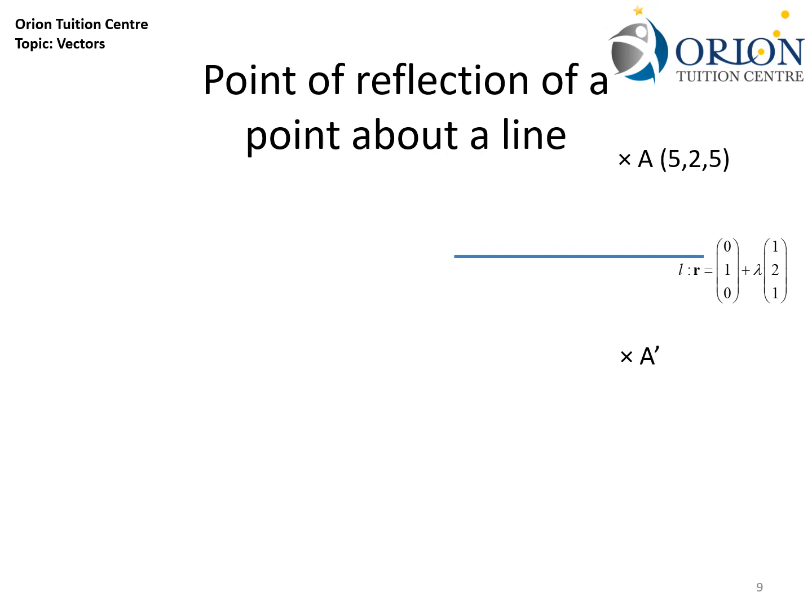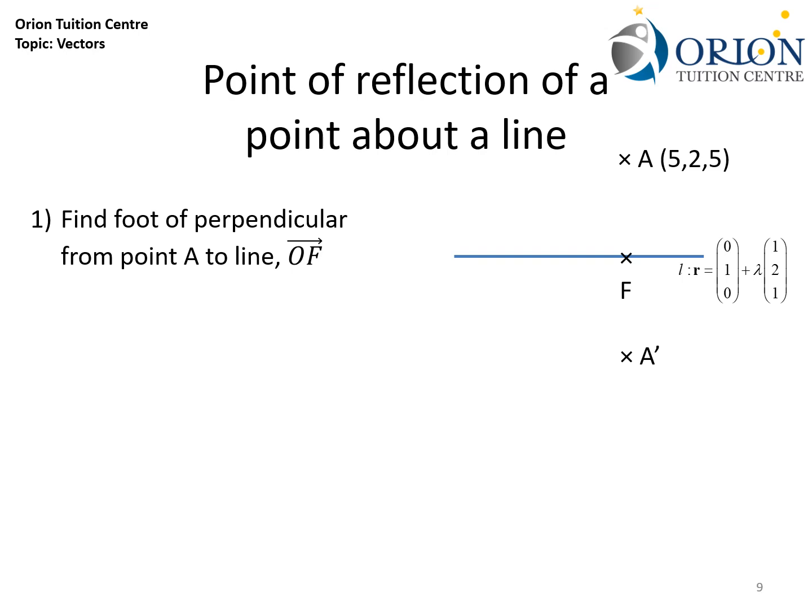Given a point and a line, we can also reflect the point about the line to find the point of reflection. To find the point of reflection requires quite a number of steps. Firstly, we will need to find the foot of perpendicular from A to the line, which we have found earlier to be OF equals (2, 5, 2).